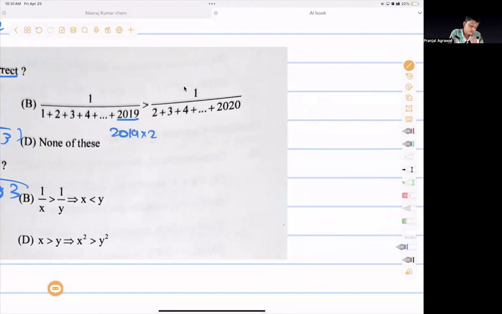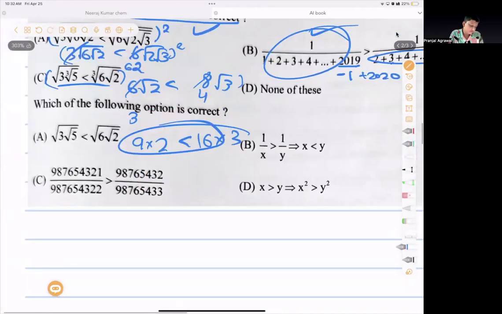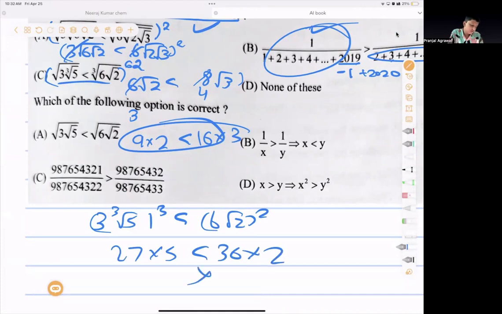Here we can see 2019 into 2020 upon 2, and here we are subtracting 1 from here and adding 2020. So this is the smaller sum and this is the greater sum, and the greater sum in the denominator gives the smaller fraction, so that's the answer. This is correct. And for C, if we raise to the power 6, we will get 3 root 5 whole cube is greater than 6 root 2 whole square. So we have 27 into 5 is less than 36 into 2. So this is not true, so the answer will be C.